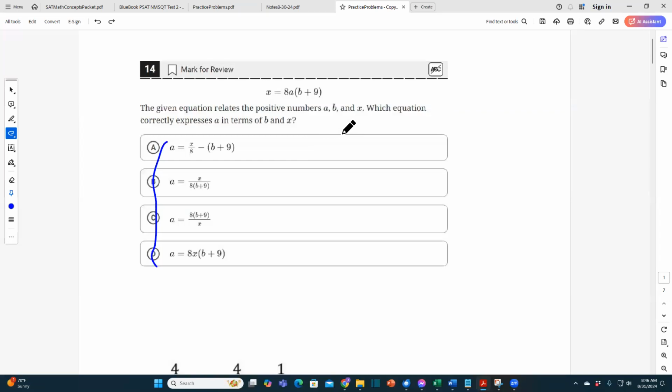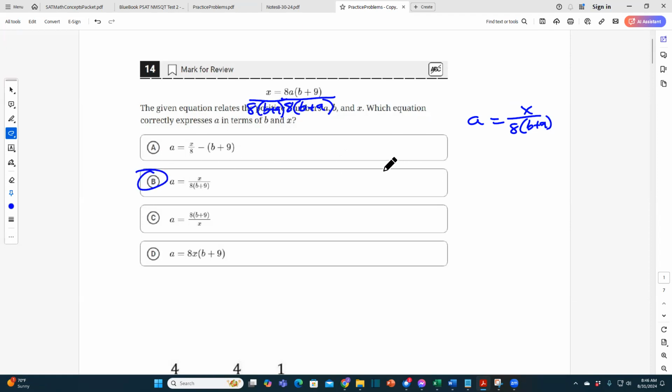You need to know when to use Desmos and when not to use it. This is easy enough where you don't need to use Desmos. Trying to get the a by itself. The 8 is multiplied by the a. The b plus 9 is multiplied by the a. So we do the opposite. We divide both sides by 8 times the quantity b plus 9. So we basically get a equals x over 8 times the quantity b plus 9. That's going to be answer B.